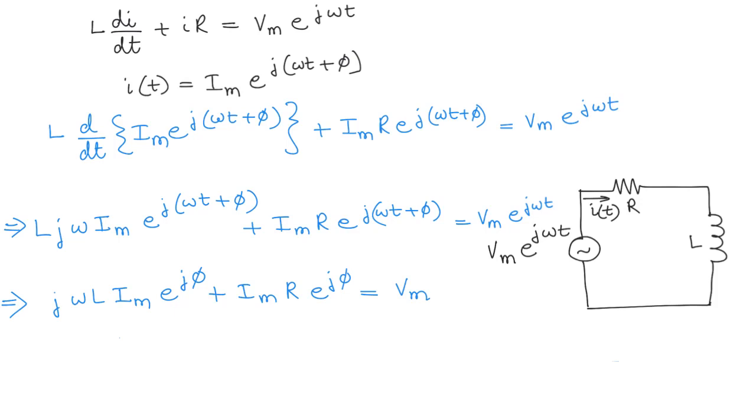Okay, let's look at this analysis again. So in this analysis, what we did was instead of giving a cosine function, we give a complex exponential signal and we solve the differential equation and we got to this stage.